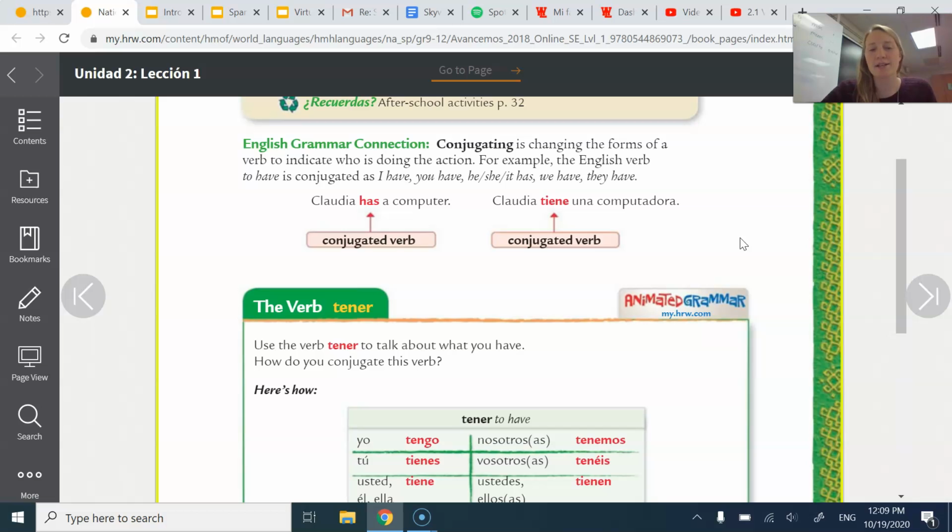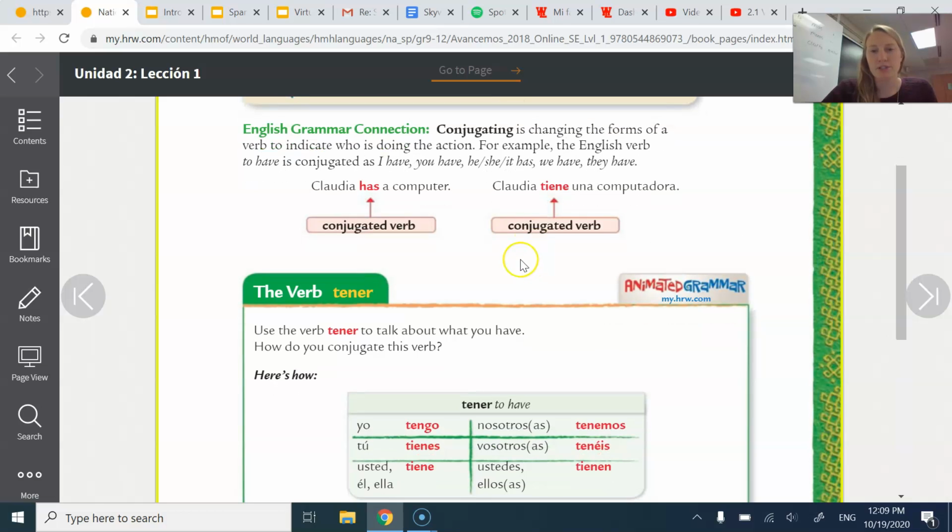So Claudia has a computer. Claudia tiene una computadora. These are both conjugated verbs. The thing that you conjugate is called an infinitive. Remember that an infinitive means to and then the action. So ser means to be. Once you conjugate that, you have I am, you are, he, she is. So for the verb tener, that's the infinitive, that means to have.